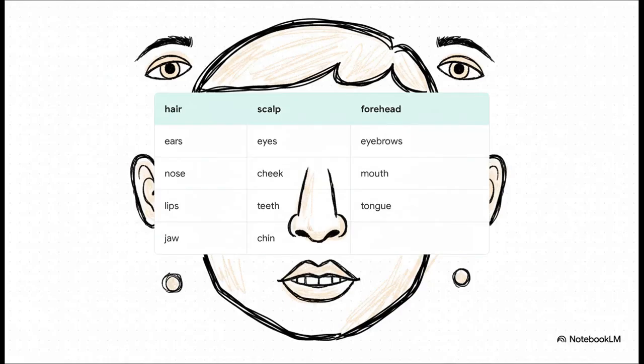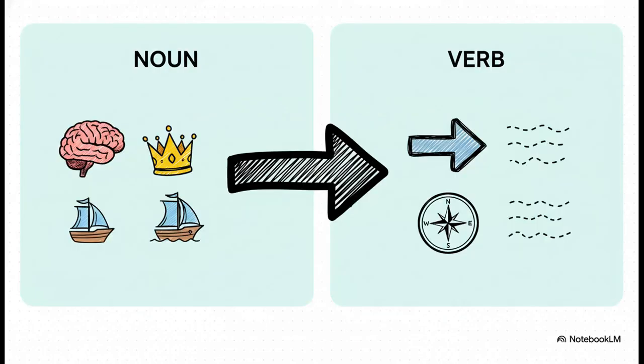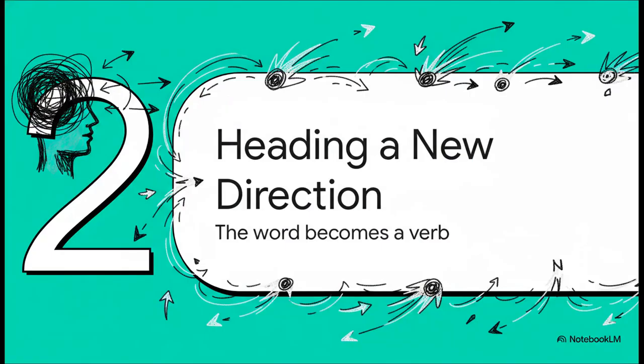Just to ground ourselves for a second, let's come back to that original meaning. Here are all the bits and pieces of the physical head. This is the starting point, the anchor for all those other meanings we've been talking about. But here's the kicker. Head isn't just a thing. It's also an action. We've talked about it as a noun, so now let's see what happens when it becomes a verb. So yeah, let's head in a new direction ourselves.